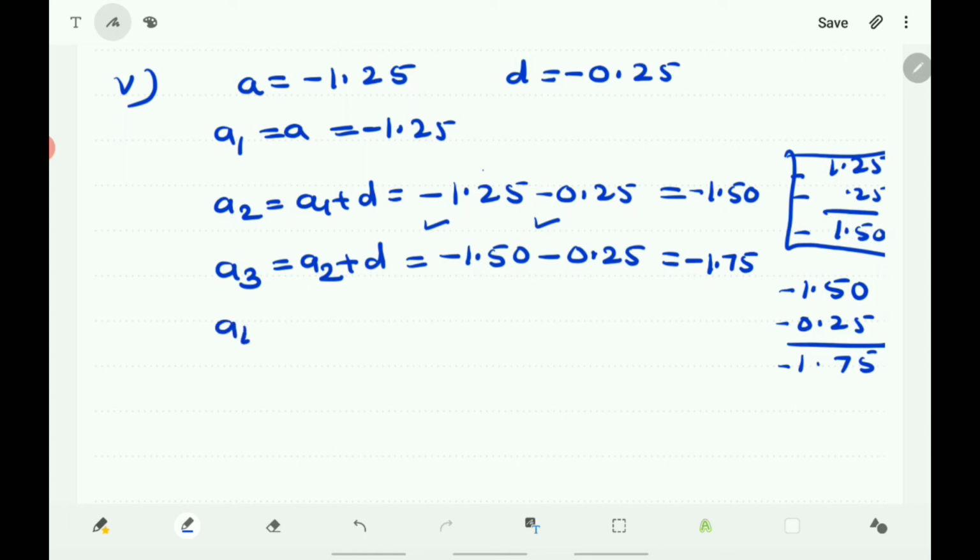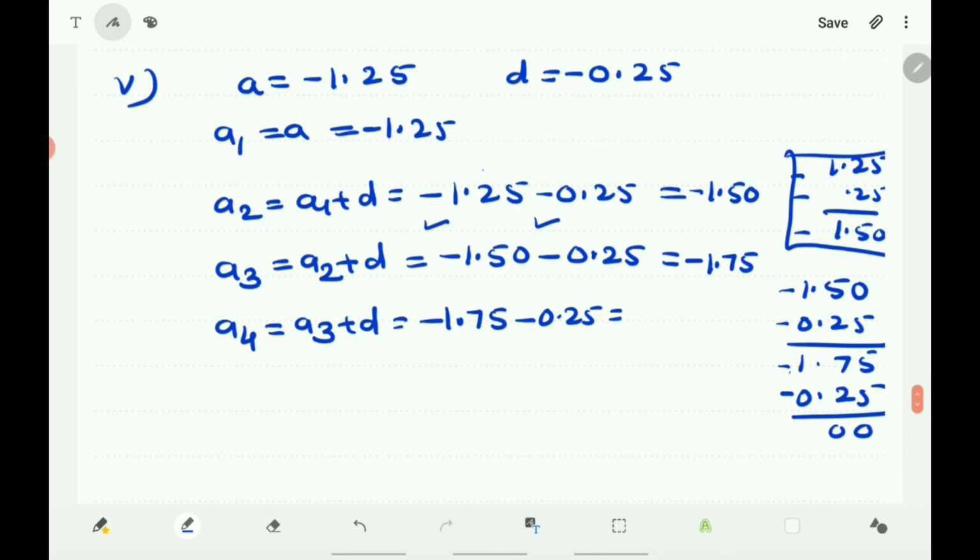1.75. Next, A4. A4 is equal to A3 plus D, that is minus 1.75 minus 0.25. If you get the sum of these two, same here, add minus 1.75 and minus 0.25. Here it becomes 5 plus 5, 0, carry 10, that is minus 2.00.